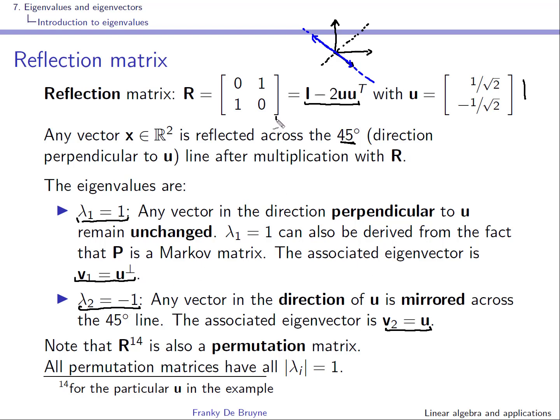This is also a permutation matrix. Okay, it's an identity matrix 2 by 2 where row 1 and row 2 have been interchanged, and permutation matrices are such that their eigenvalues are either 1 or -1. Another way to obtain the eigenvalues is to see that the trace is 0, so the sum of the eigenvalues is 0 and the determinant is -1, so their product must be -1. So the only solution is lambda 1 is equal to 1 and lambda 2 is equal to -1.